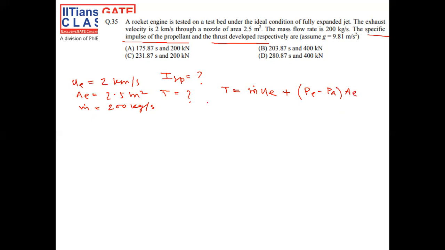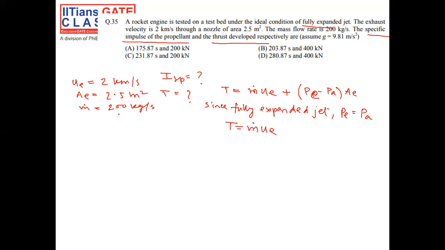Now since the nozzle is fully expanded, Pe will be equal to Pa. Pe is the pressure at the exit of the nozzle, Pa is the ambient pressure, and Ae is the area of the exit of the nozzle. Since it is a fully expanded jet, Pe equals Pa, hence this term will be 0. So the thrust produced by the rocket will be simply m dot Ue.